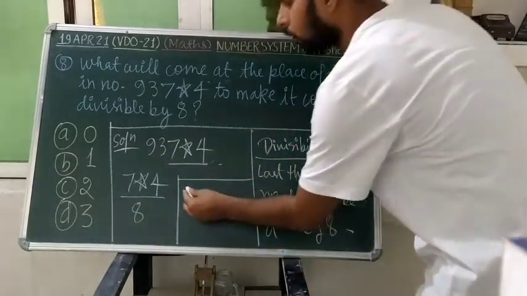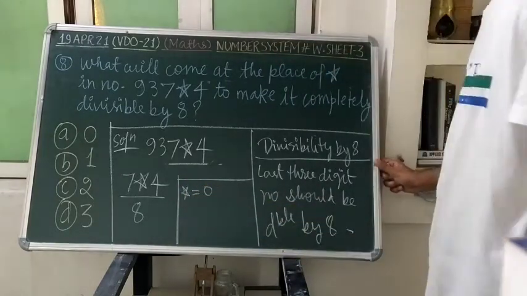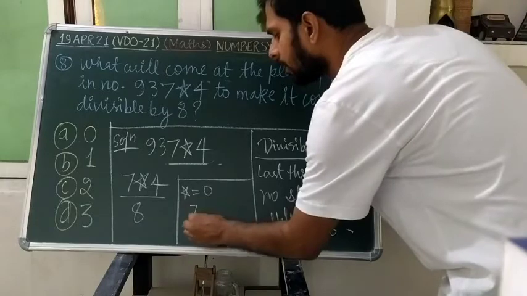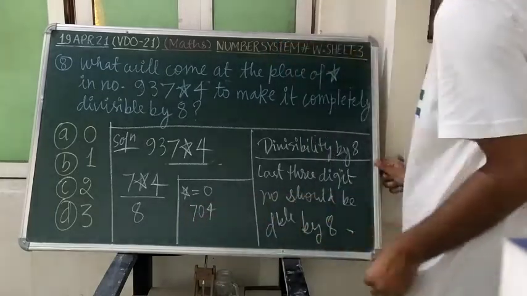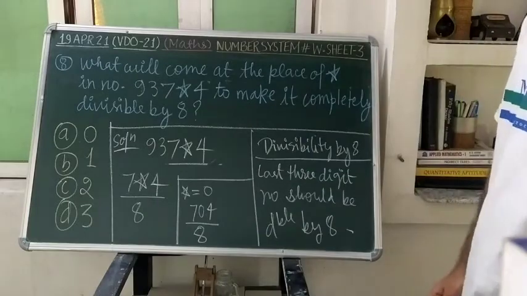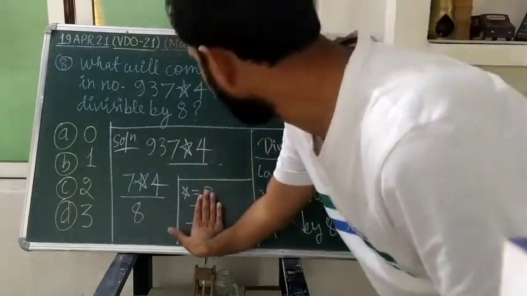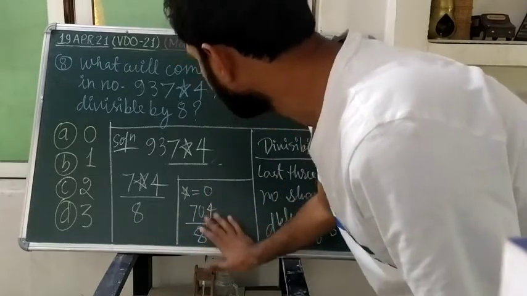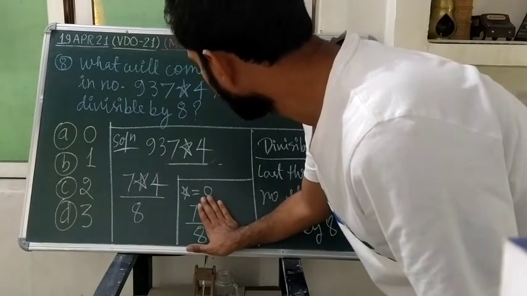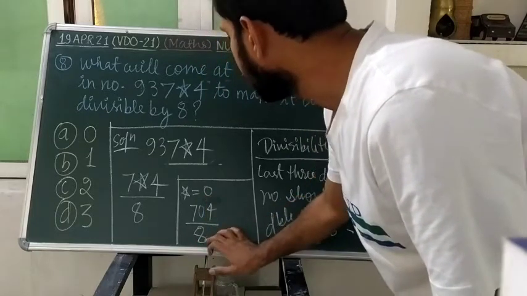So when we select this star as 0, it will become 704 here, and check whether it is divisible by 8. First, what will you do? You will choose 7. 7 is less than 8, so we will select 2 digits. Now read the 8.